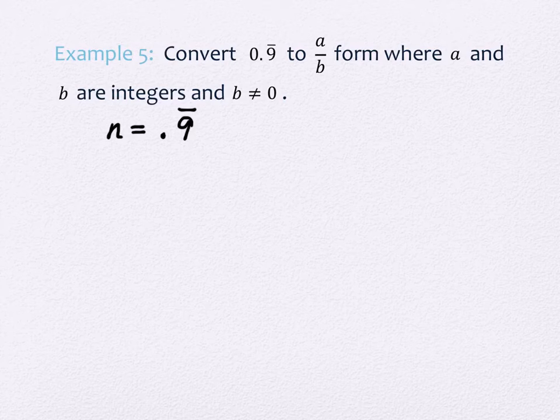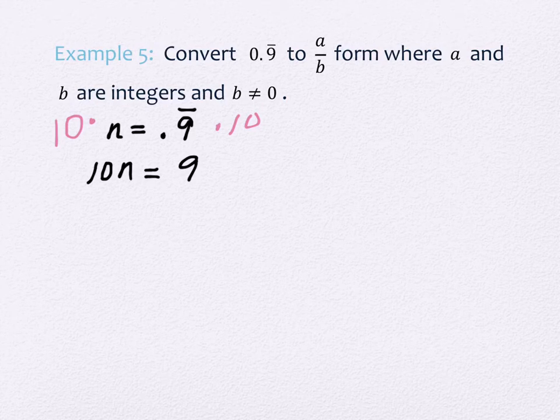What was your next step? I multiply each side by 10. Does everybody agree 10 is the right number? Good. So you multiplied by 10. So on the left we get 10n. What's happening on the right? 9.9 repeating. Okay, that's right. Is everybody good with that part now?